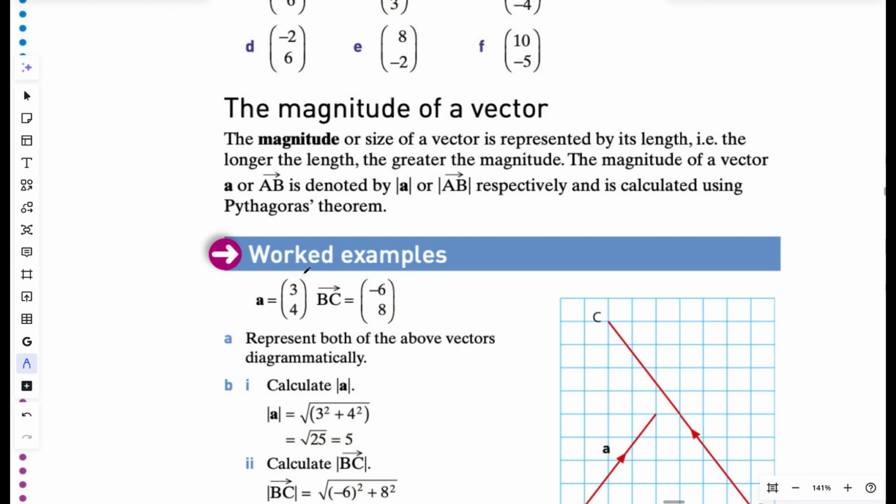Now, they've given us a vector. Let's take a look at this vector that is given to us. We have vector a to be 3, 4, and we have vector BC. You can use a small letter, or when you're using a capital letter, you must put an arrow on top. BC, meaning from B to C, is minus 6 and 8. Represent both of the above vectors diagrammatically.